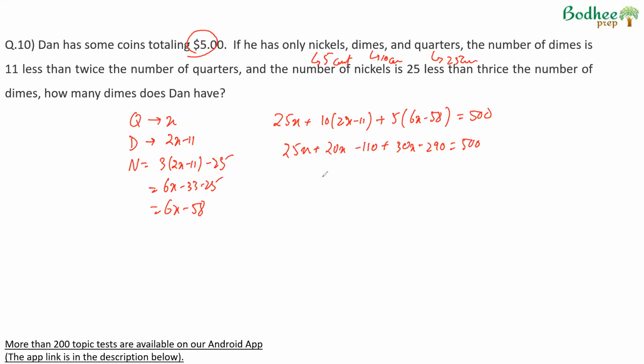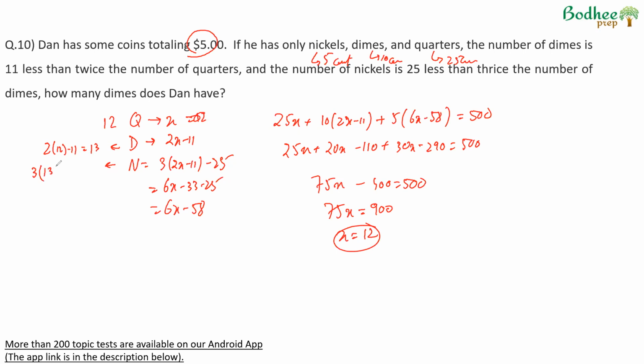25, 20, 45, 30, 75x minus 110 minus 290, minus 400, is equal to 500. 75x is equal to 900. Divided by 75, x will come out to 12. So number of quarters is 12. Number of dimes will be 2 into 12 minus 11, 24 minus 11, which is 13. And number of nickels will be 3 into 13 minus 25, which is 14. How many dimes does Dan have? Dan has 13 dimes, and that becomes my answer.